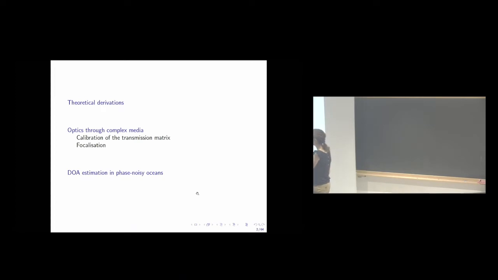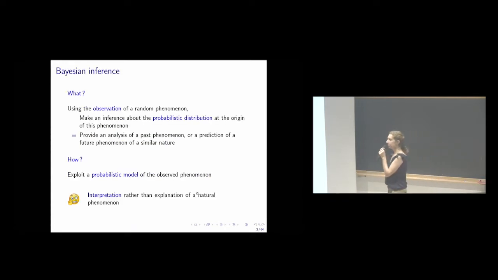Then I will go to two different applications of the use of variational approximations. I worked on optics when I was a postdoc in Paris, in collaboration with Sylvain Gigan, and more recently on some works in underwater acoustics in DOA, so direction of arrival estimations, in spatially fluctuating oceans. Okay, so let's begin with the boring part.